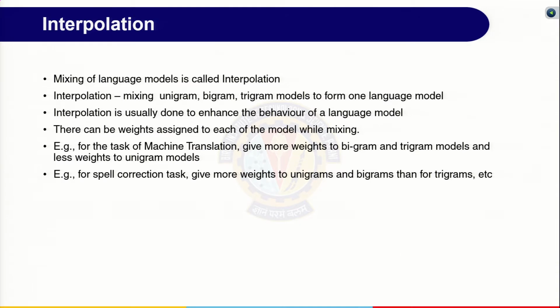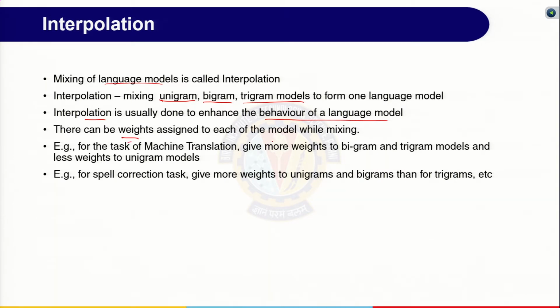The other way of solving for the sparsity in our data is interpolation. What interpolation says is that we can mix language models. When we don't have enough data for higher n-grams, we look at all the possible unigrams, bigrams and trigrams, and then we mix them together so that wherever we have less data, we can get the probabilities from the lower n-grams.